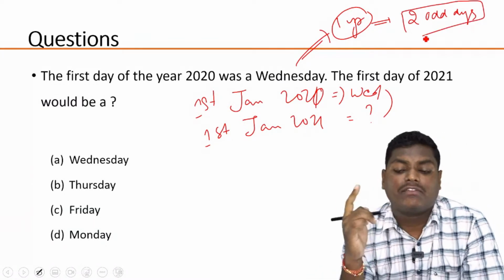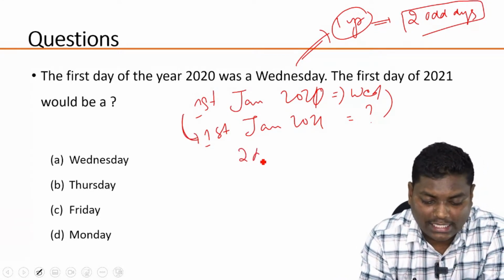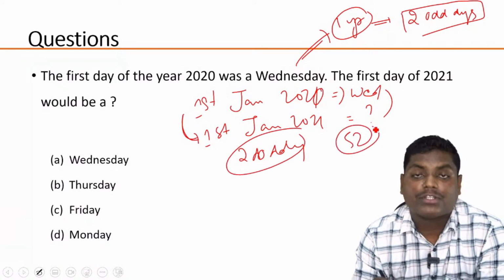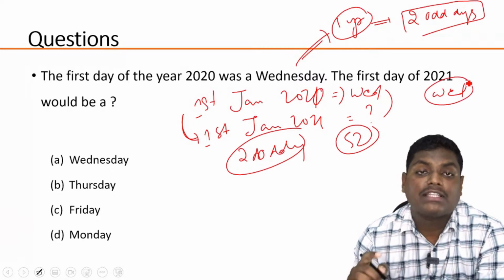Two odd days extra we are having. Now if you see that in this year, 2 odd days are extra. So for 52 weeks, if you start, we'll be ending with the same Wednesday.